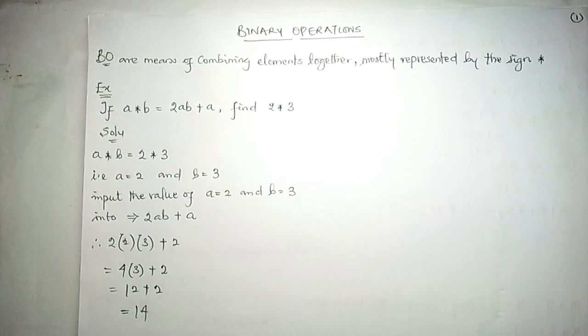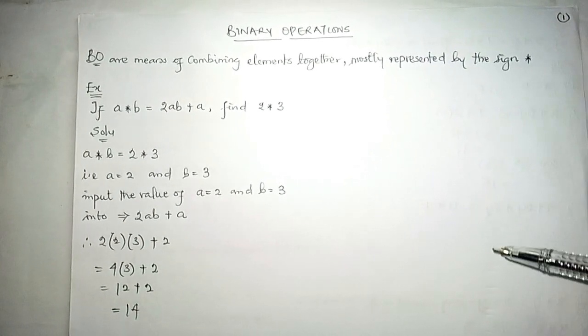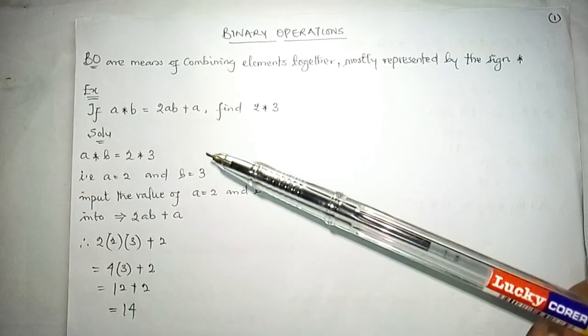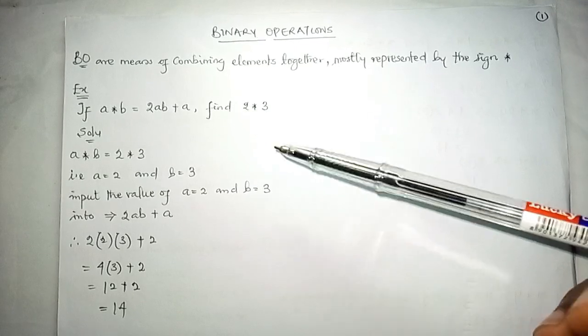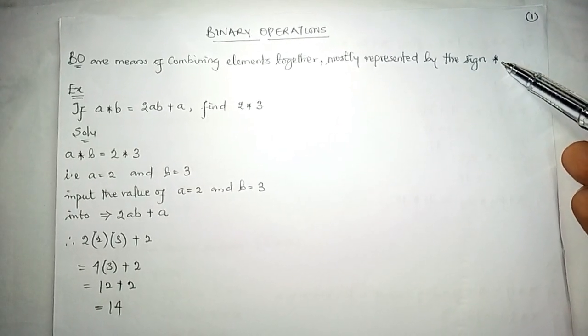Alright, you're welcome again, and today we'll be looking at binary operations. Binary operations actually means the combination of elements together, but mostly represented by the asterisk sign.